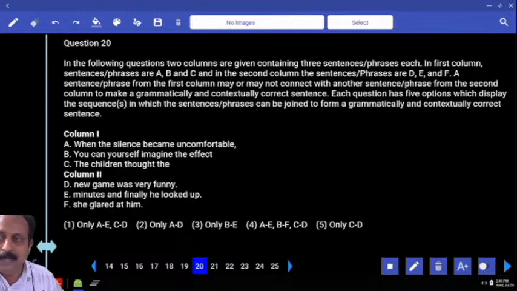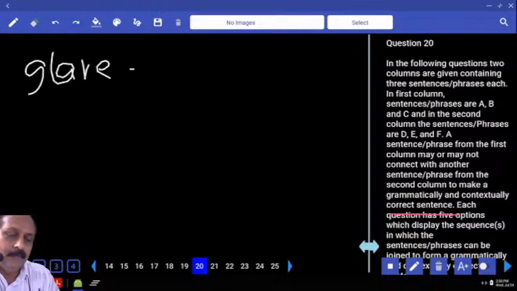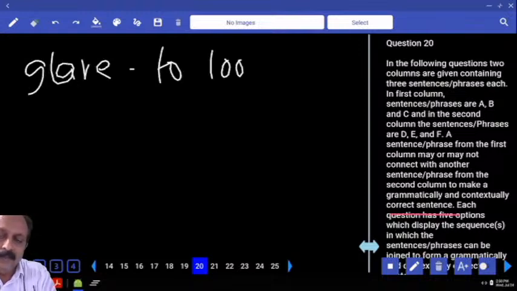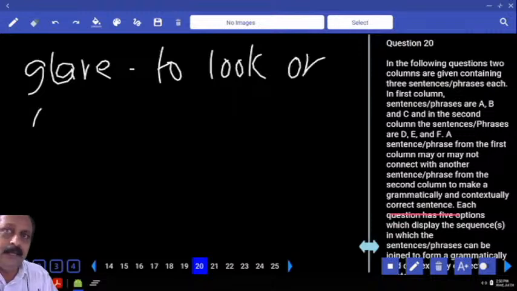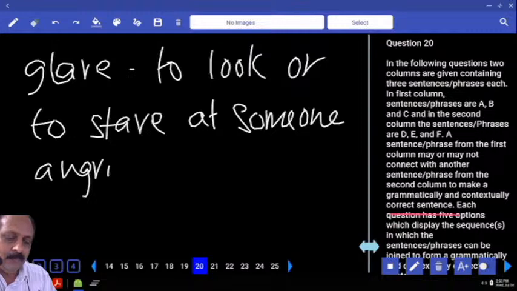When the silence became uncomfortable. Here you may get tempted to say F. What is F here? He glared at him. Please write the meaning of glare. Glare, one meaning, to look or to stare at someone angrily, not in a nice manner, angrily.